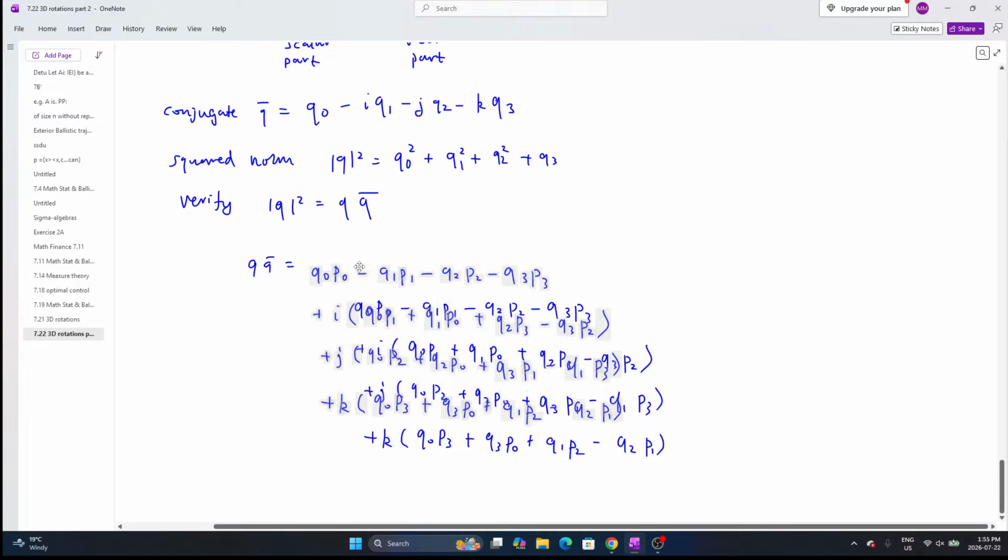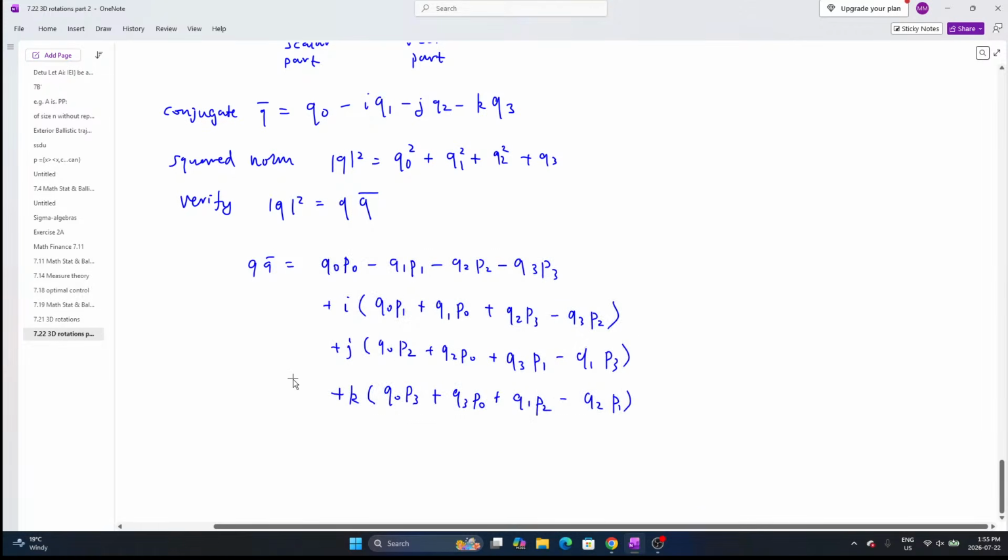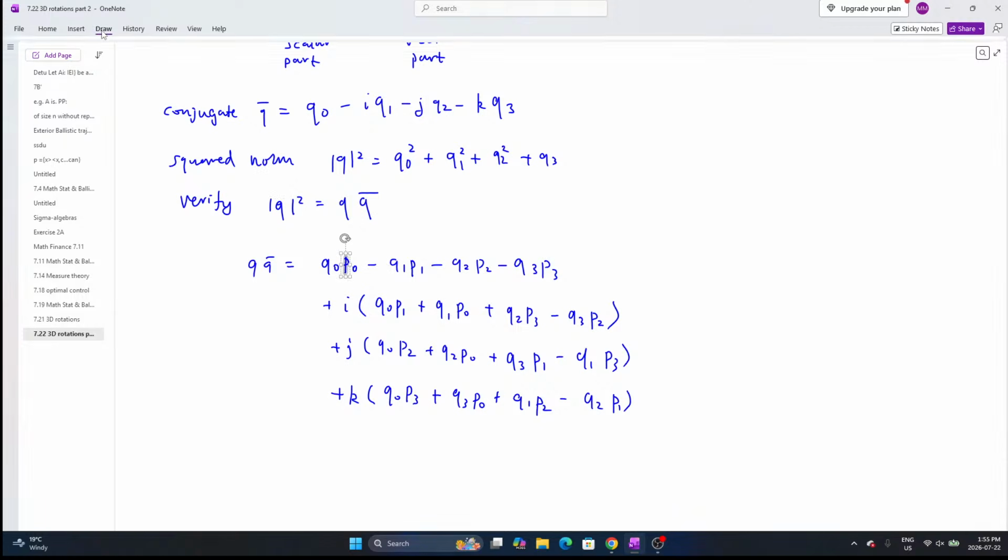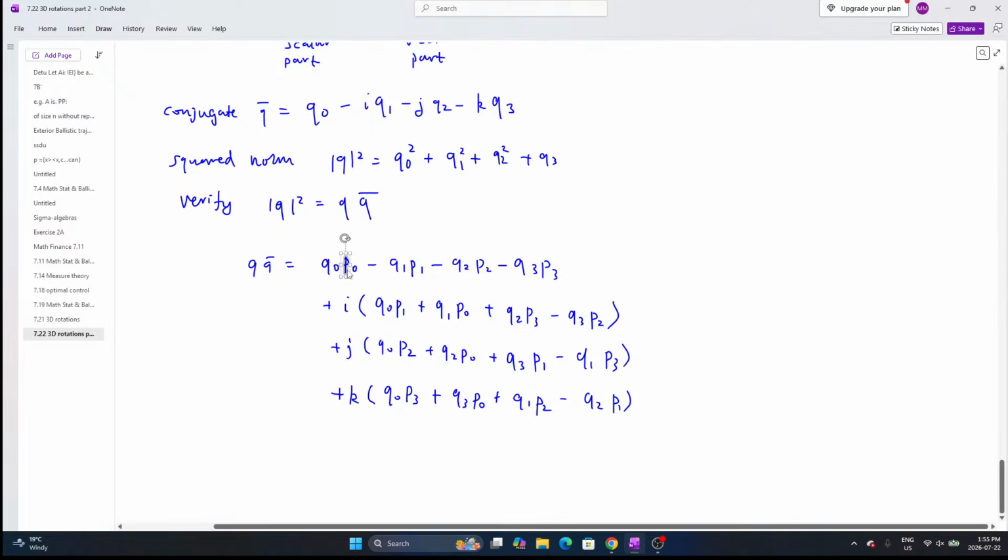Remember how Q bar is defined. Q bar keeps the scalar part and flips the sign of the vector part. It's going to be a long verification. That's okay, we're doing this for the first time. So here, I just want to verify the cancellation.